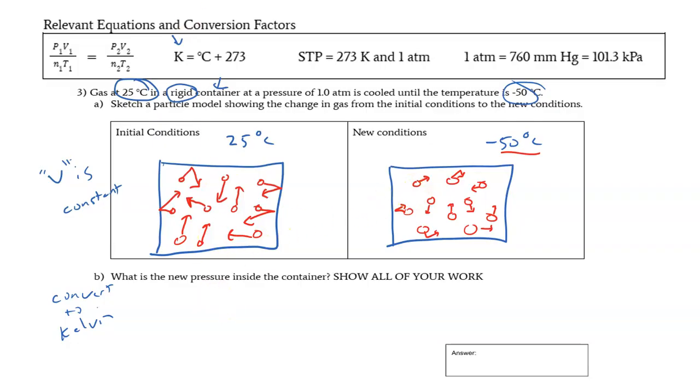Okay, now moving down to our calculation. What is the new pressure? Okay, so we have a rigid container. So we have our P1 V1 over N1 T1. So here's our combined gas law equation. Rigid container means V is constant. Now, we're not adding or taking gas out, so N is also constant. So our equation, what are we left with, is going to be P1 over T1 equals P2 over T2.